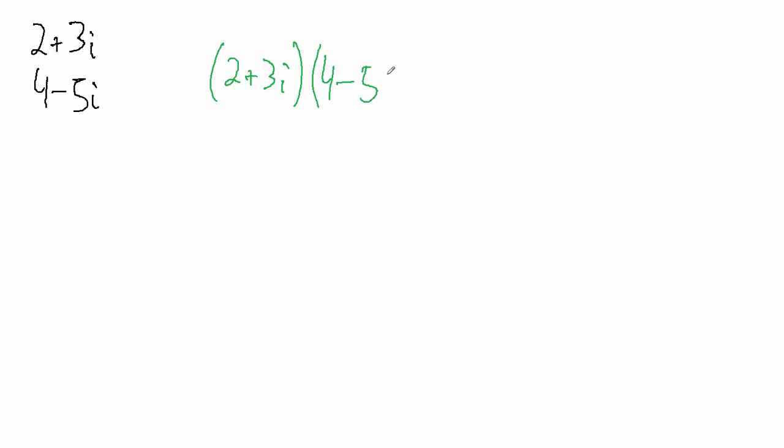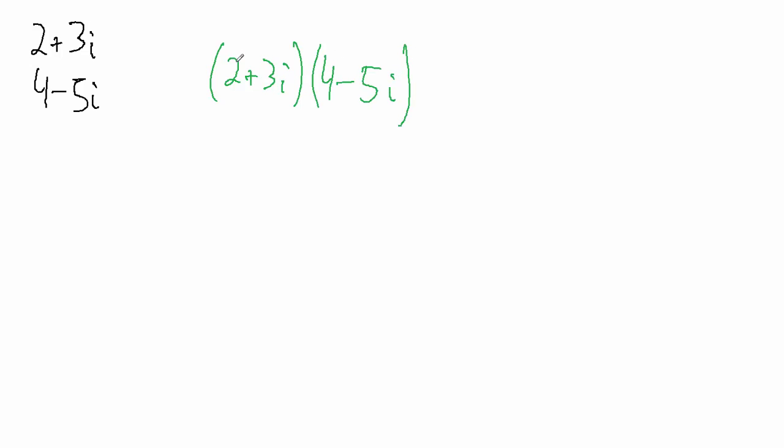In this video, we're going to talk about how to multiply complex numbers through an example. So let's say we have 2 plus 3i, and we want to multiply that by 4 minus 5i. So what we're going to do is write 2 plus 3i, and then 4 minus 5i, like this.